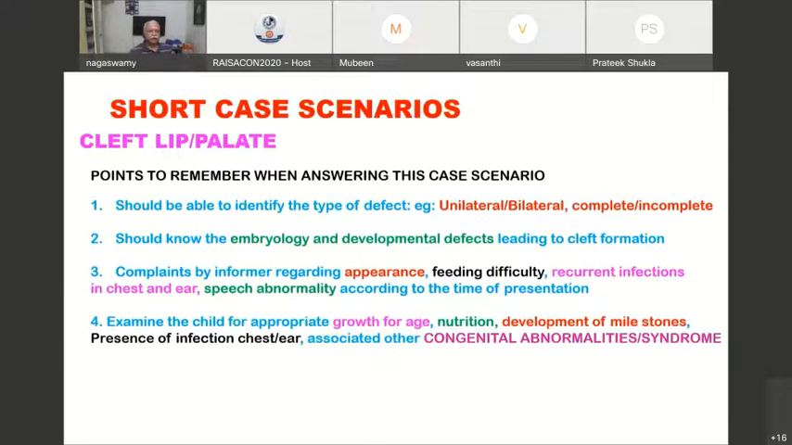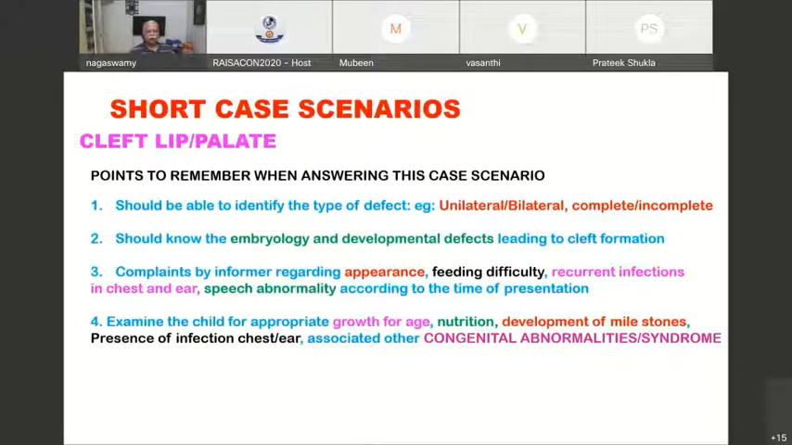Then examine the child for appropriate growth for the age. So you must know what should be the expected weight of the baby based on the age of the baby. If the baby is not matching that weight at the time of examination, it may be an underweight baby because of the poor nutrition. Because of the feeding difficulty, a majority of the children may be underweight and not having enough nutrition, and there may be delay in the development of milestones. You have to look for presence of infection in the chest or ear, and always look for other congenital abnormalities or syndrome.